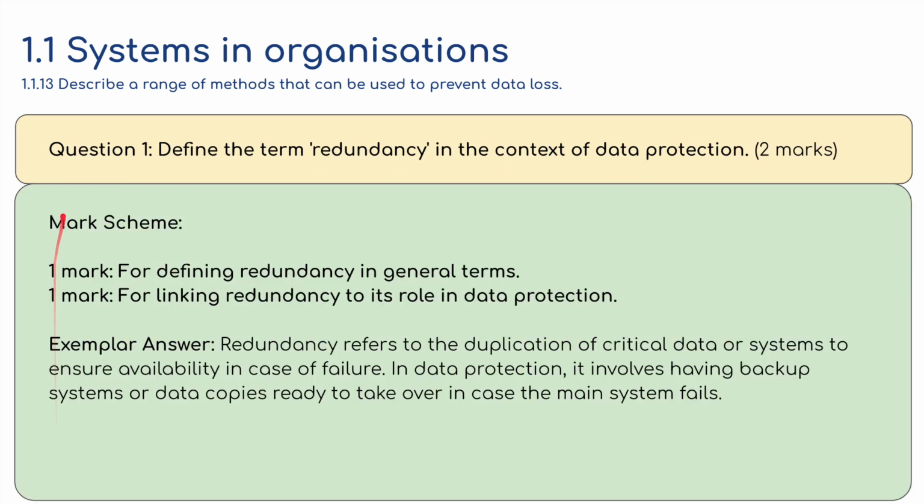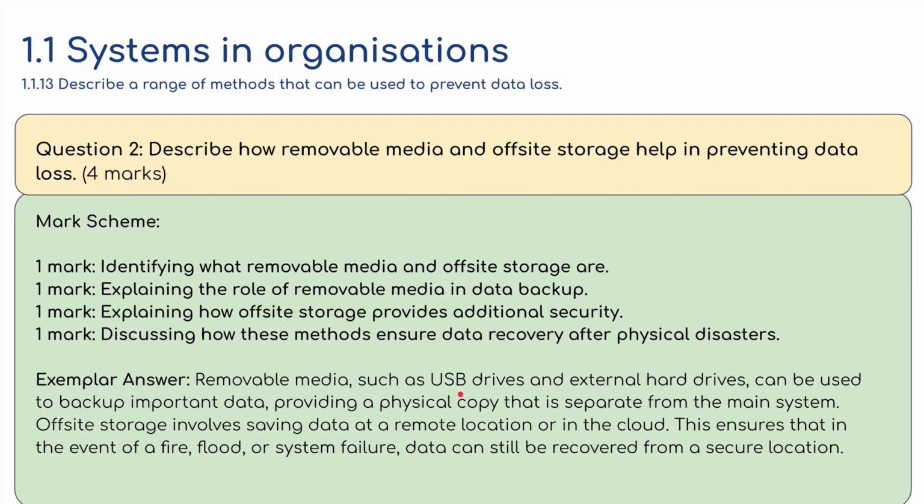Here we go. So, question 1. It's a 2-mark question, remember. 1 mark for defining redundancy in general terms, and 1 mark for linking redundancy to its role in data protection. So an example might be, redundancy refers to the duplication of critical data or systems to ensure availability in case of failure. In data protection, it involves having backup systems or data copies ready to take over in case the main system fails.